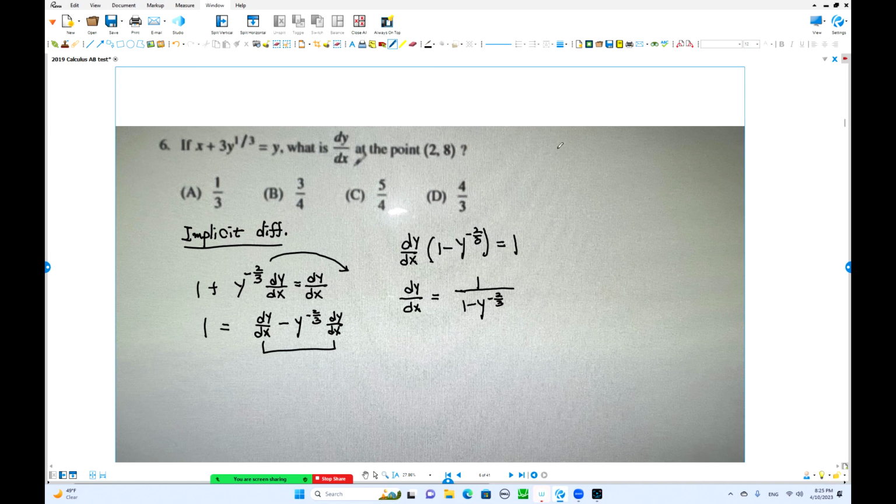We don't need the x. It depends on the value of y. Now the y value here is 8. For dy/dx, we need the y value, which is 8. Put this number in for y: 1 over 1 minus 8 to the negative 2/3. Just a factor over here, it's always going to work. Break this base number 8 into 2 cubed, isn't it? And the exponent is minus 2/3.